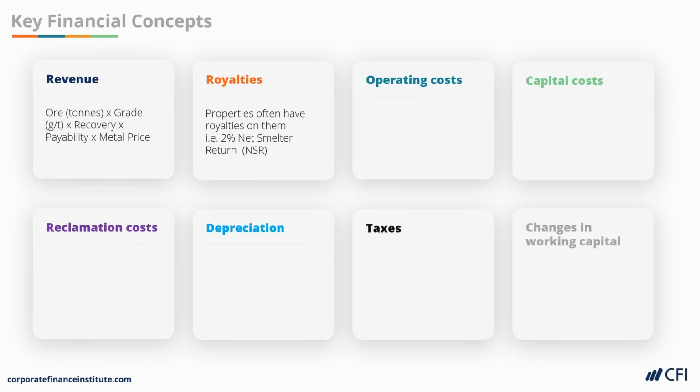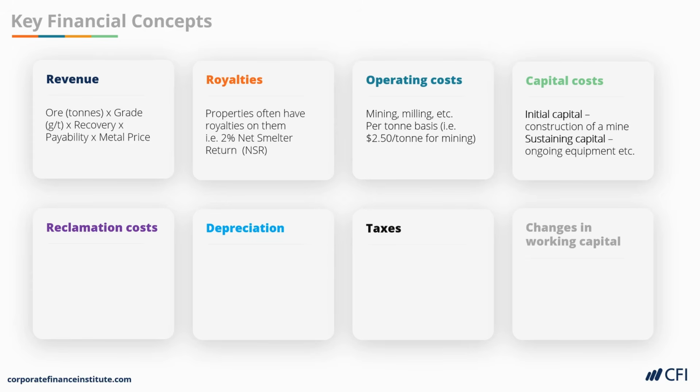Mining properties often contain royalties that have to be paid out. They typically go to very early stage geologists or companies that discovered these properties. And so we will model the payout of a net smelter return, for example. Operating costs for the mine include things like mining, milling, and processing, and they're typically expressed on a per ton basis. Capital costs are typically divided into two categories: the initial development capital, which is for the construction of a new mine, and then sustaining capital, which is the ongoing equipment and ongoing requirements to keep the mine operating.